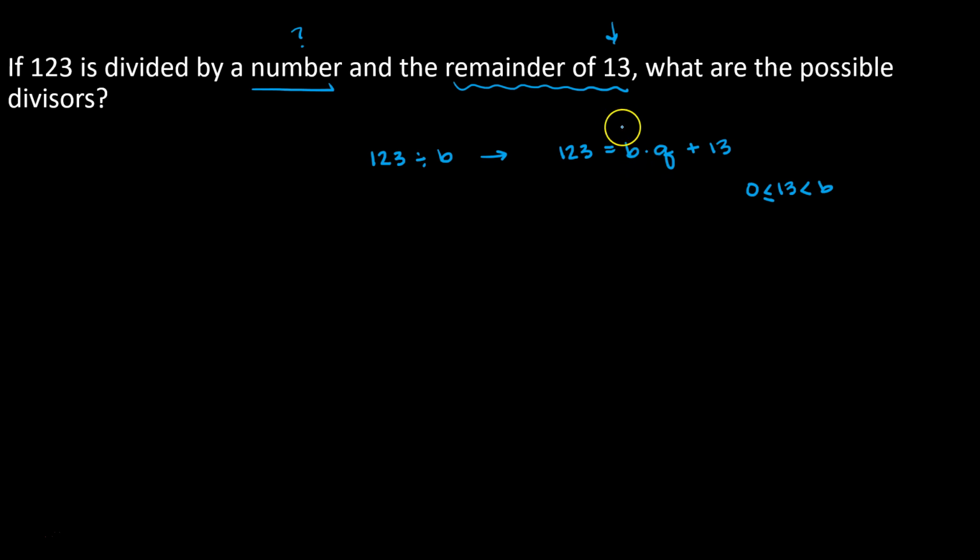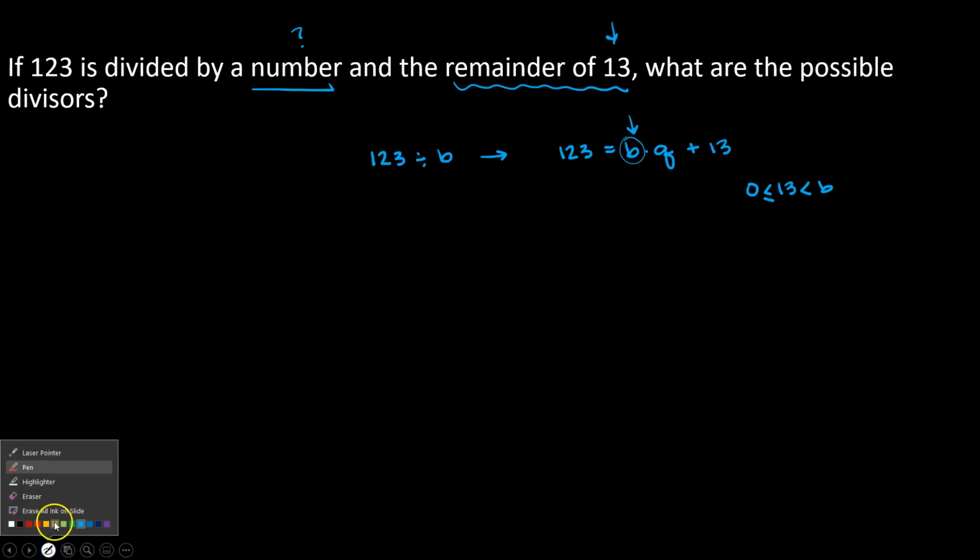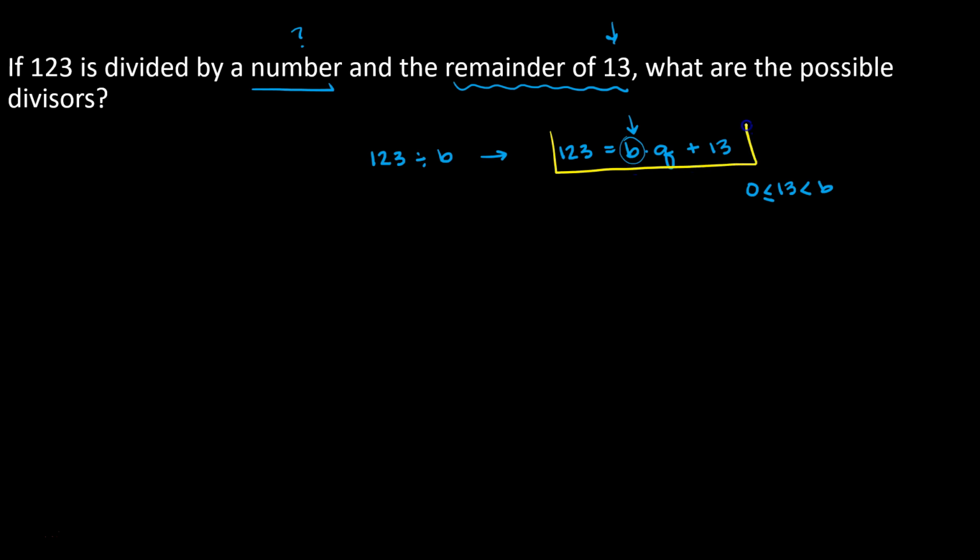Our goal here is to find out what the possible divisors are, meaning, what is b? Can we find out what number b is, so that when we divide 123 by that number, we get a remainder of 13? And maybe it feels like it's not possible to answer this problem, but I guarantee you it is. And all we need to do is work with this division algorithm expression that we built to solve for b. We can start first by subtracting 13 on both sides, so that we have 123 minus 13, or 110, is equal to the product b times q.